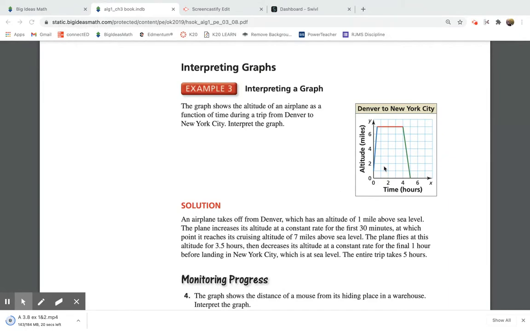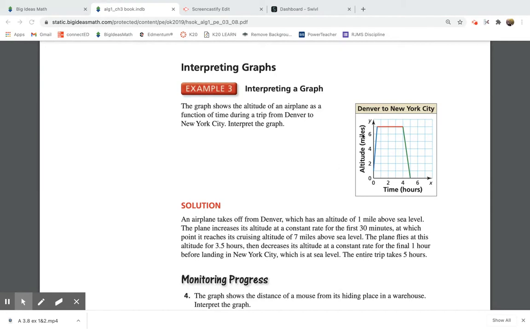And so looking at that, it starts out at an altitude of 1 mile is kind of where they show us at 0 time. Then it goes straight, so a constant rate, and it's going up, so it's increasing at a constant rate. If you notice, from here to here is 1 hour, so halfway in that is 30 minutes. So after 30, it increases at a constant rate for 30 minutes, and it reaches an altitude of 7 miles. So they even say the plane increases at a constant rate for 30 minutes. We said that, at which point it reaches its cruising altitude of 7 miles above sea level.